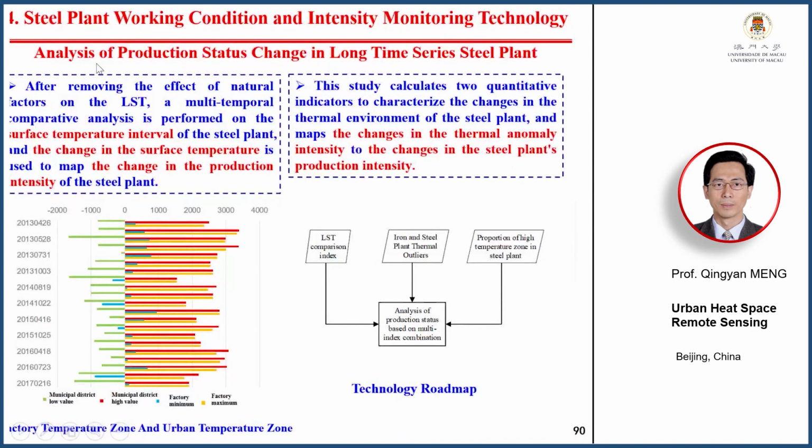And also we can analyze the production status change in the long-term series of the steel plant. After removing the effect of the natural factors on the LST, a multi-temporal comparative analysis is performed on the surface temperature intervals of the steel plants, and the change in the surface temperature is used to map the change in the production intensity of the steel plant. You can see the factory temperature zone and the urban temperature zone. And these studies calculated the two quantitative indicators I have introduced to you, to characterize the changes in the thermal environment of the steel plants and map the changes in the thermal anomaly intensity.